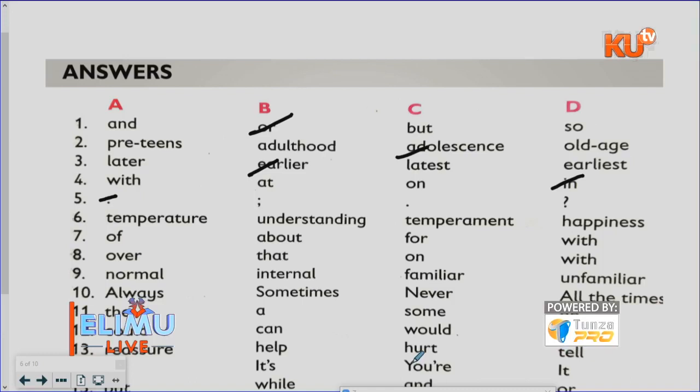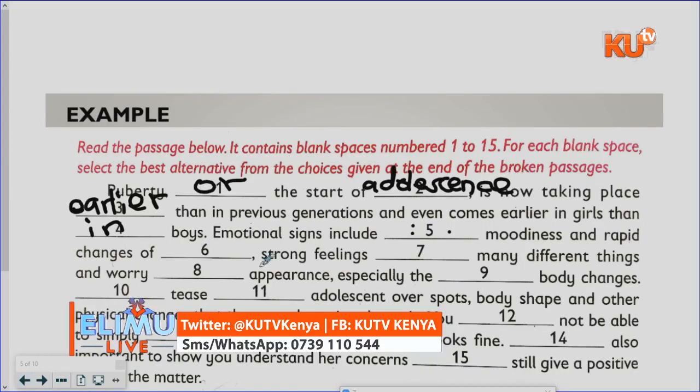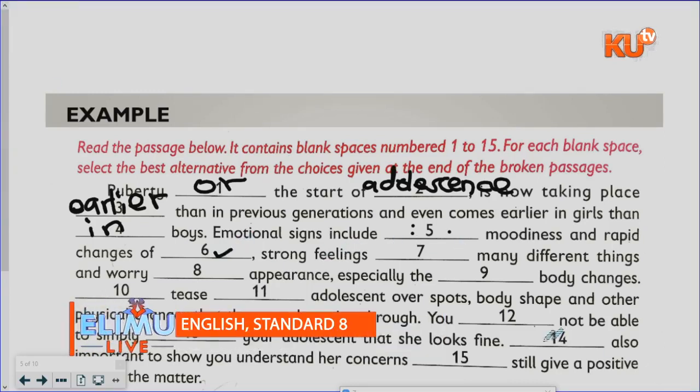Okay? Your moods are swinging from happy ones to sad. So that is called temperament. And that is what is tested there. That moodiness and rapid changes of temperament. Then we go back and see 7. Strong feelings, dash. So there we have already answered. Not right there because it may not fit. Strong feelings, dash, many different things and worry.